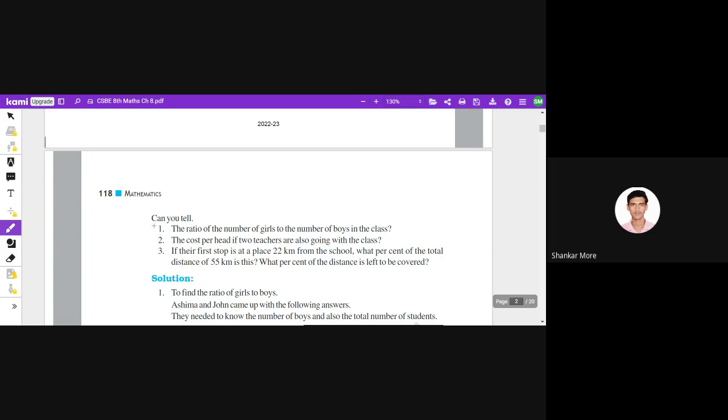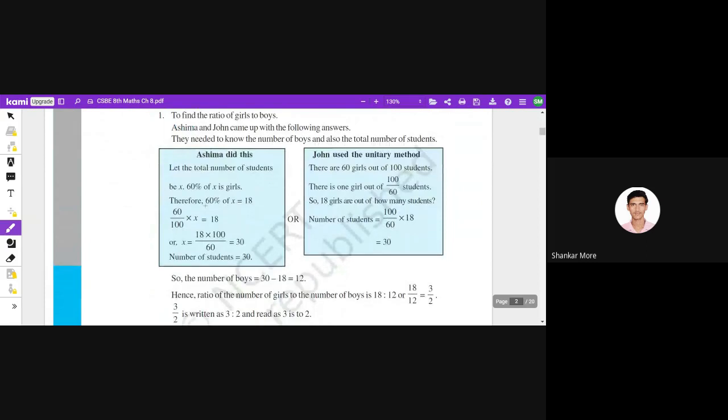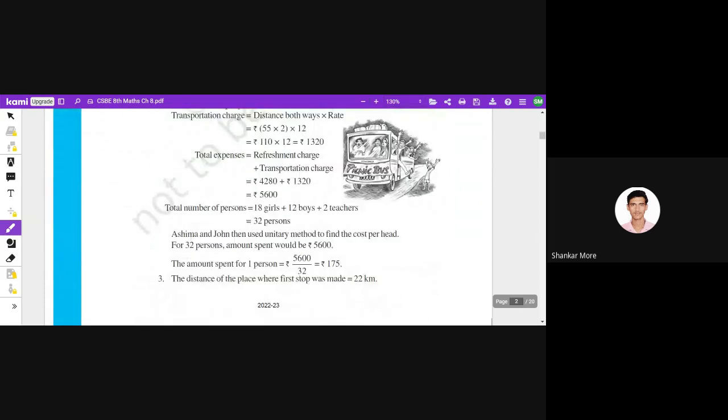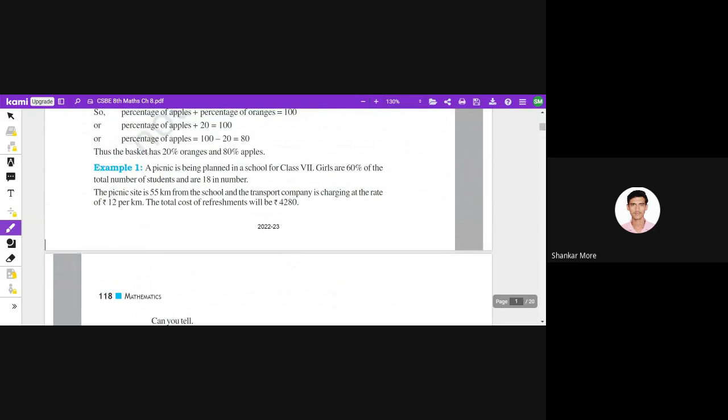So we'll try to answer the first question, the ratio of number of girls to the number of boys in the class. Let's go back to the question and review whatever we have been given. There are step by step answers given there, but we'll try to find the answers orally so that it will help us to grow our analytical skill.